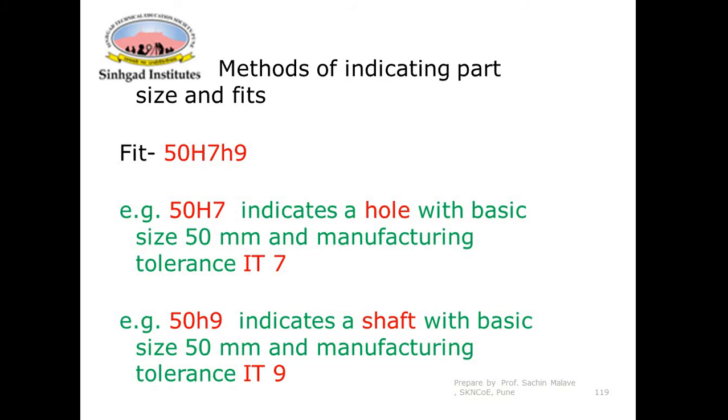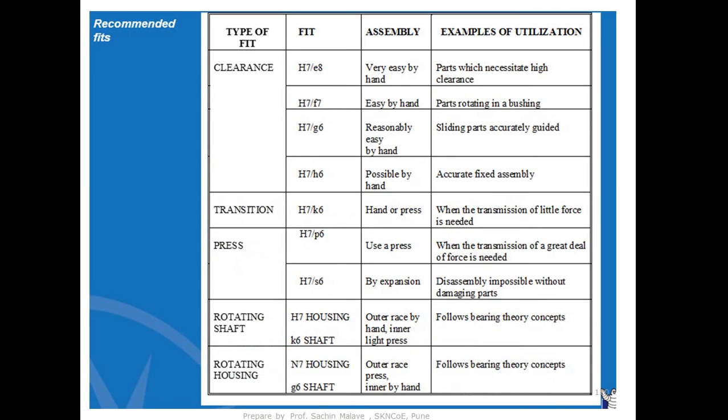Similarly, 50h9 is a small letter, that's why it is a shaft. It indicates a shaft with a basic size 50 mm and manufacturing tolerance IT9, that is international tolerance grade 9. So this number is different, 7, and this number is different, IT9. If we compare the tolerance of the hole, it is IT7, and the tolerance of the shaft is IT9. So we can see that the tolerance for the shaft is larger than the tolerance for the hole. It is not necessary that the tolerance for the hole and the tolerance for the shaft should be the same. It is not necessary at all.